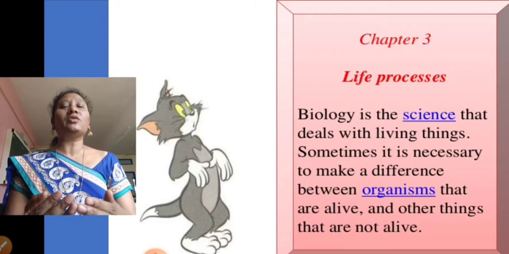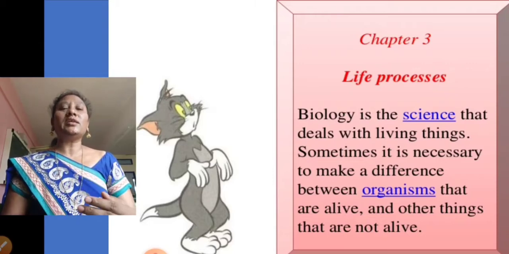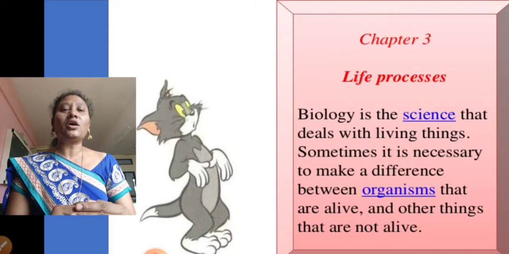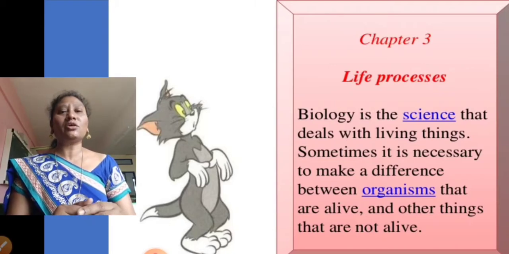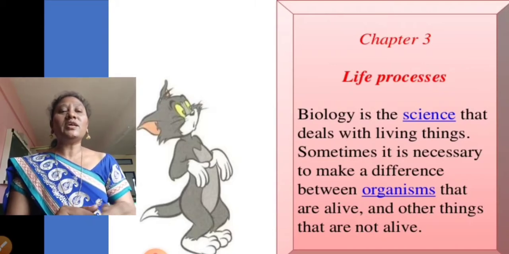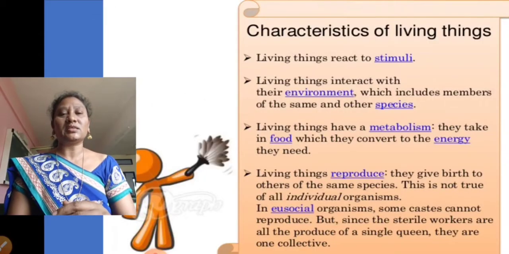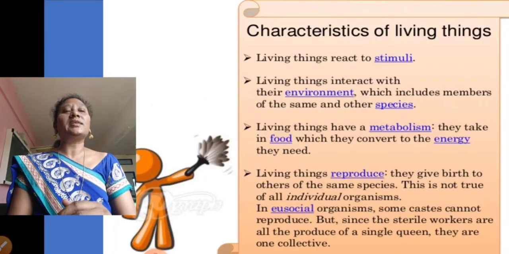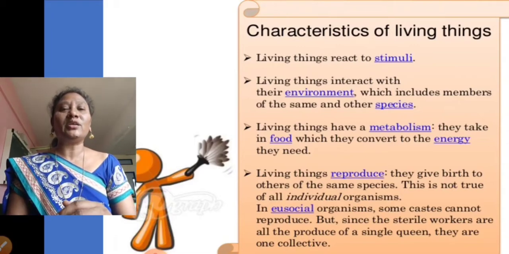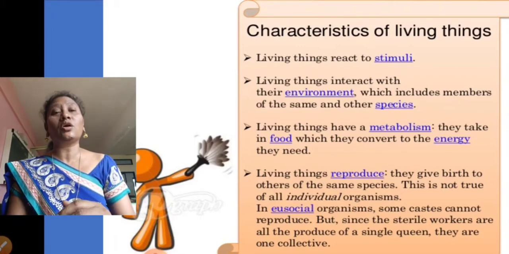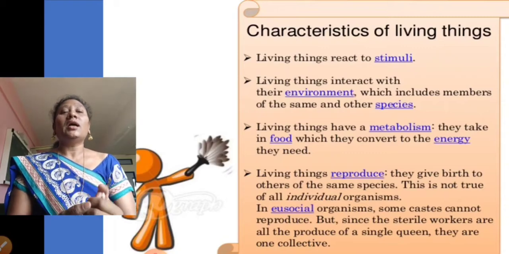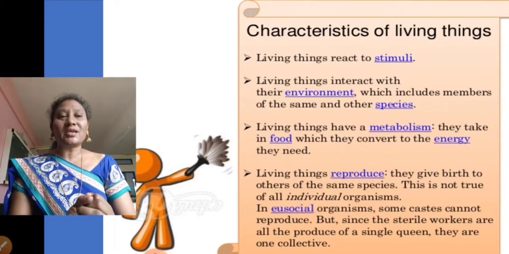The living organisms cannot survive without non-living things. Yes or no? So there is always an interaction between the living things and the non-living things. First let us see the characteristics of living things. How can we define what are the living things and what are non-living things? Living things always react to stimuli.